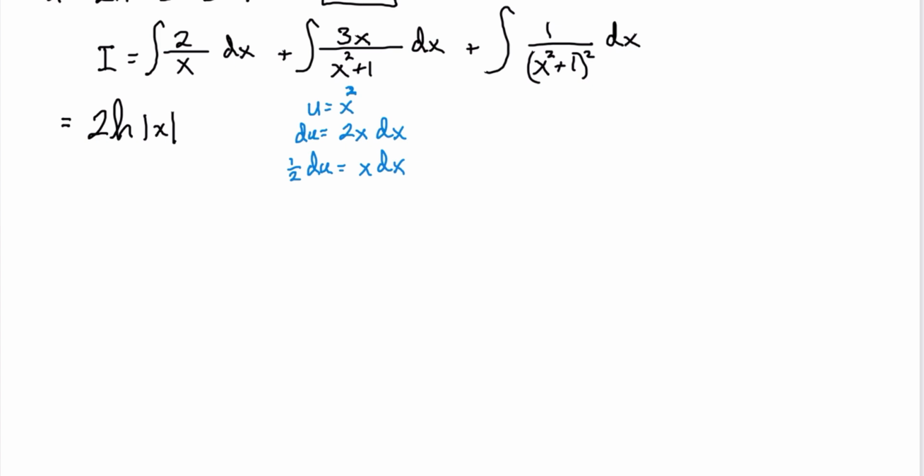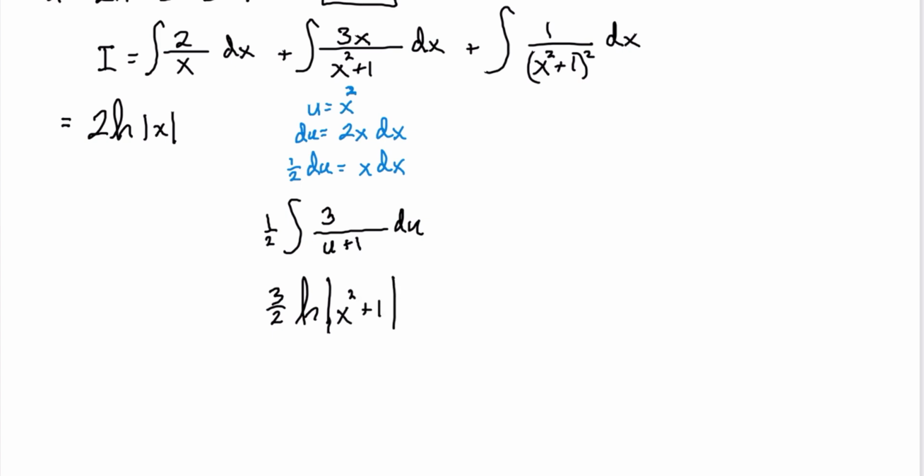Rewriting that integral, we now have the integral of 3 divided by u, since x squared is u, plus 1 du, and we have 1/2 out front. Integrating this now, we have 3/2 natural log absolute value of u plus 1, which in this case is x squared plus 1. And again, plus c we'll save for the very end.